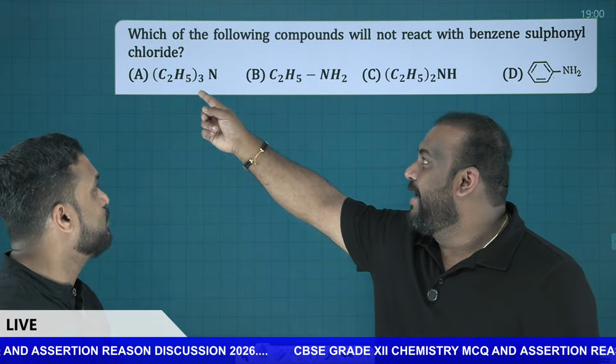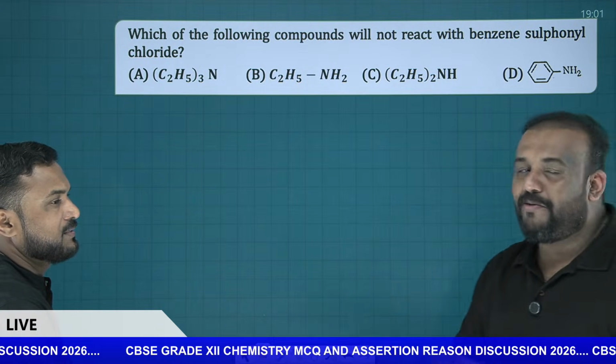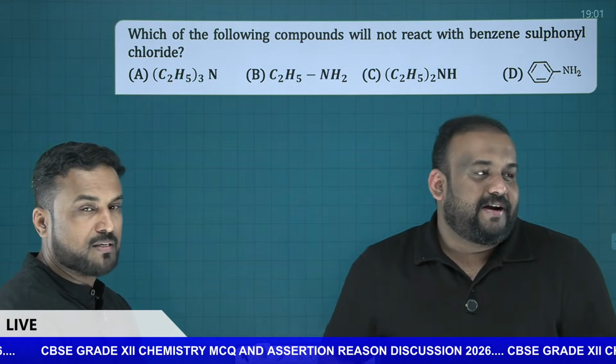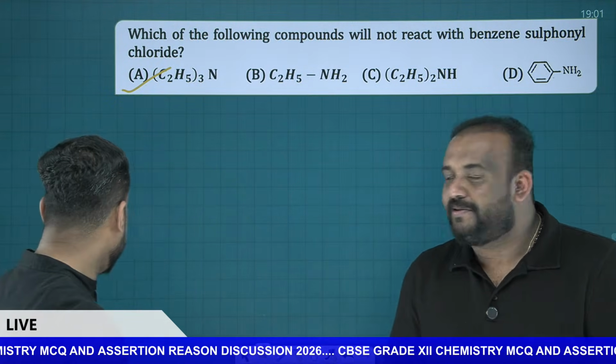A is tertiary amine, B is primary, C is secondary, and D is aromatic primary amine. So the correct answer is A, tertiary. Almost all sent the correct one. Then we will go to the next one.